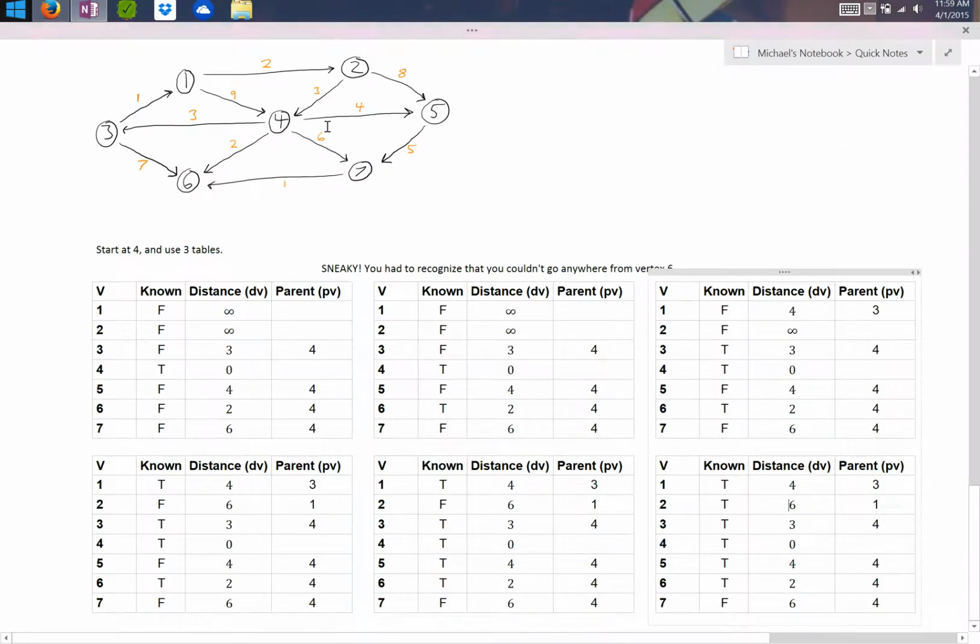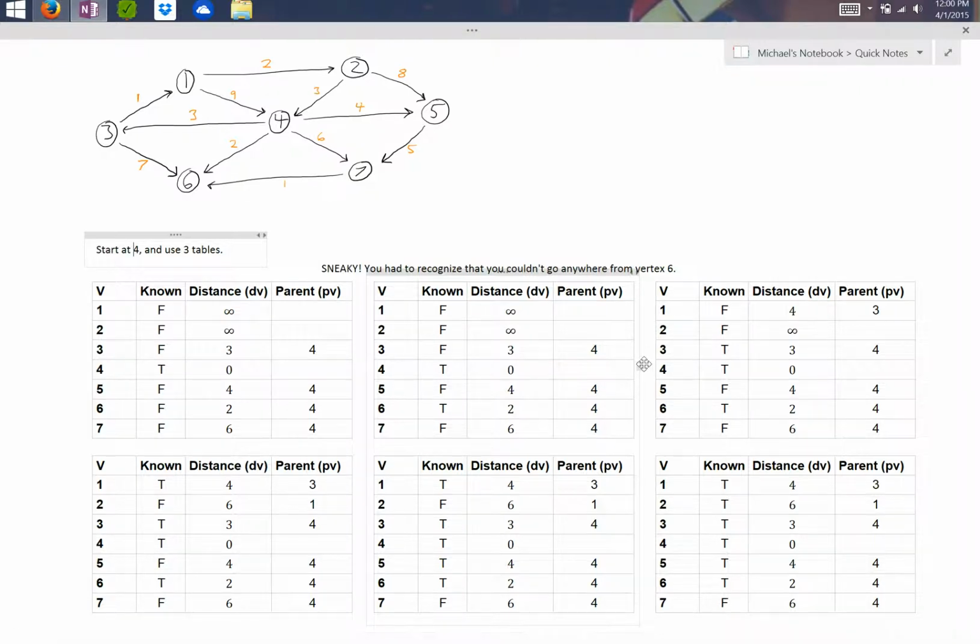Alright guys, hope you figured it out. I did 3 tables, but then I also went through and finished it because I want to show you something else. But these are the 3 tables that I asked you to do here. So starting at 4, we used Dijkstra's algorithm to find the shortest path to any other node. Now I want to show you why this is applicable. At the very end, I'll show you how to use these tables to find it for anything.